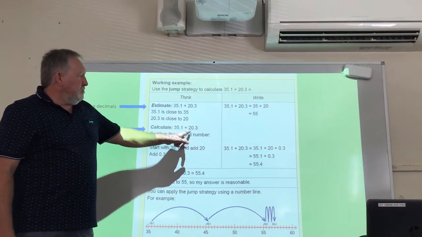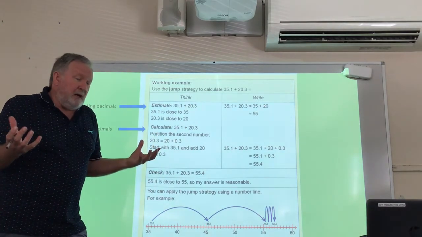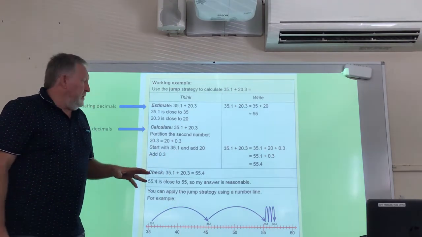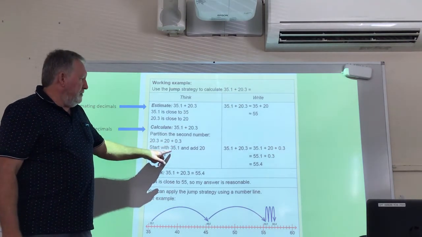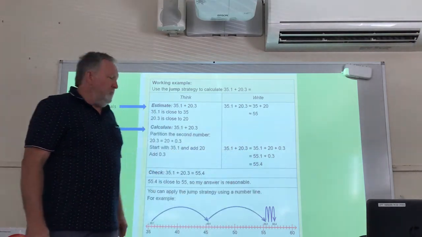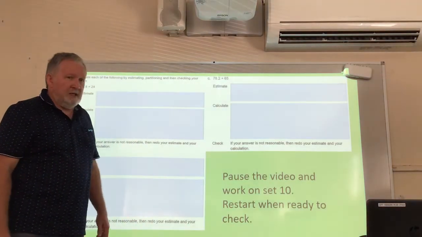I'm going to actually split the second number. So where it says partition, that means split it into 2 parts, the whole amount and the decimal. And it's a mental strategy that we're using here. I keep my first number, I add the 20, so that's going to give me 55 and 1/10, and then I add the 3/10 on at the end, 55 and 4/10.